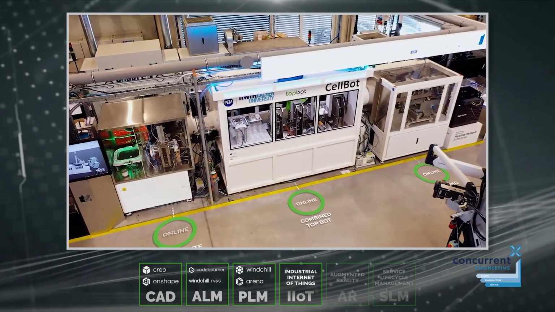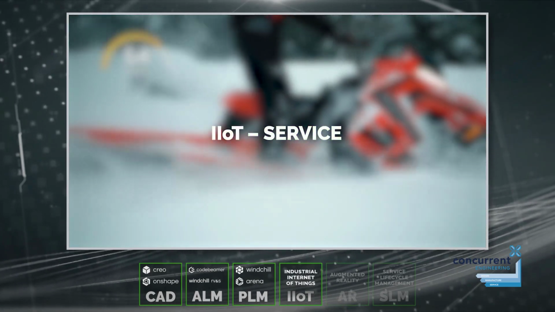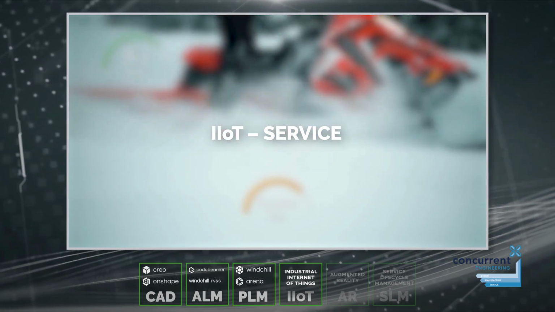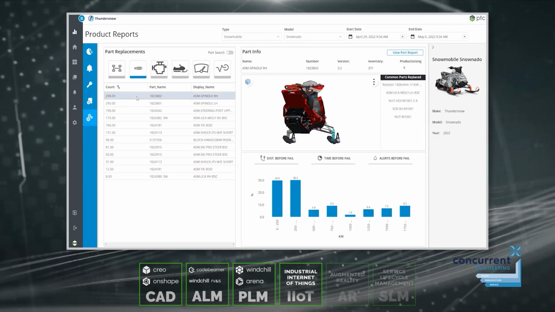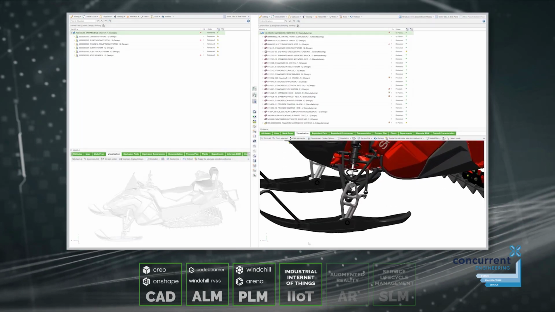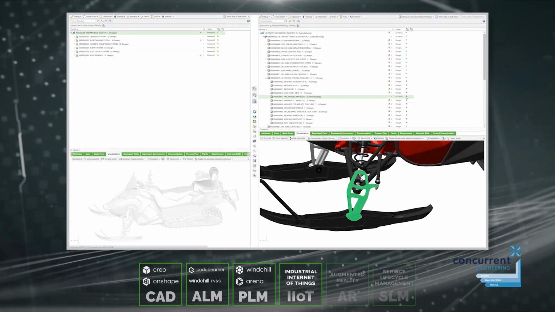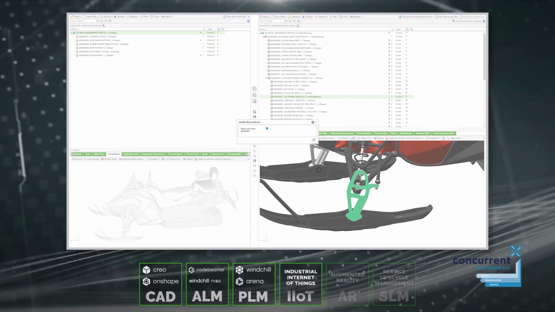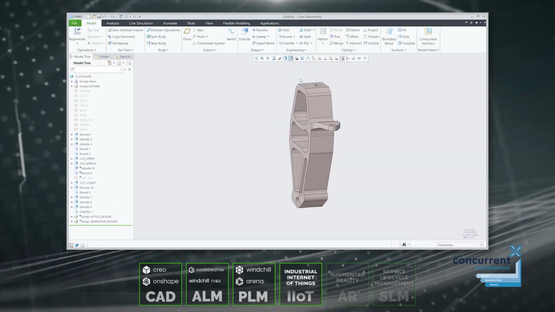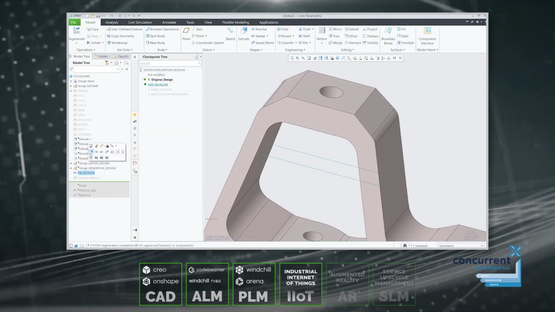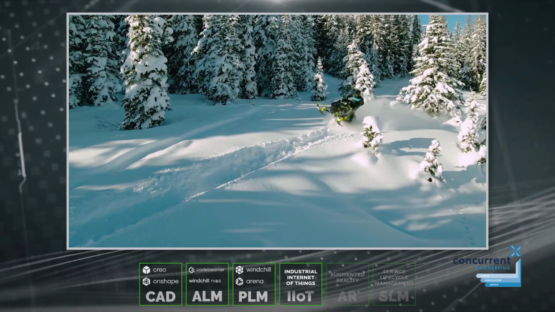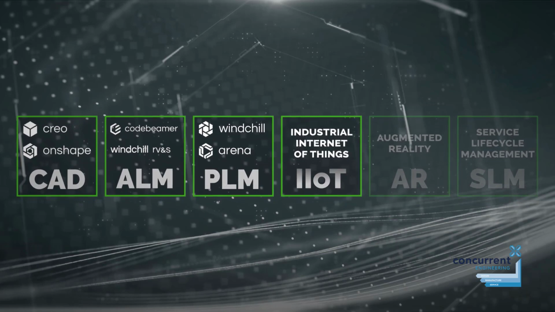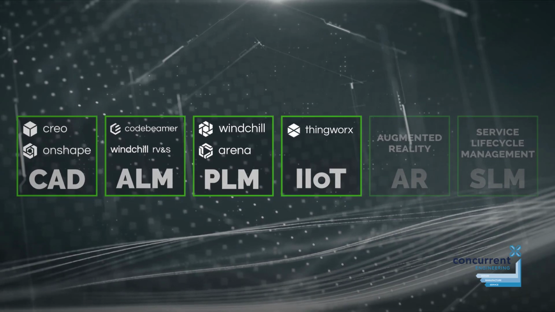IIoT for service is the backbone of the digital twin, a digital representation of a real-world product that lets engineering teams compare the digital product definition from PLM to the physical product in use. Connecting to products in the field reveals key insights that fuel continual product improvements, benefiting in-life products and enabling data-driven design. PTC brands for IIoT are ThingWorx and Kepware.